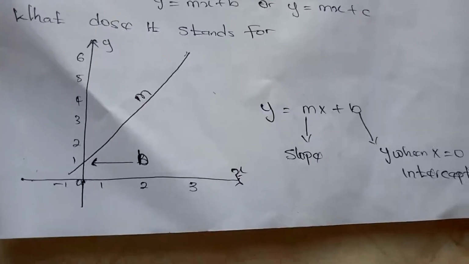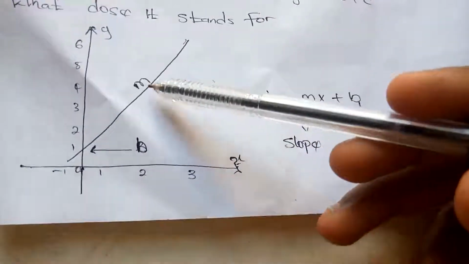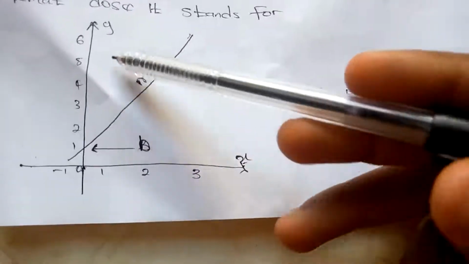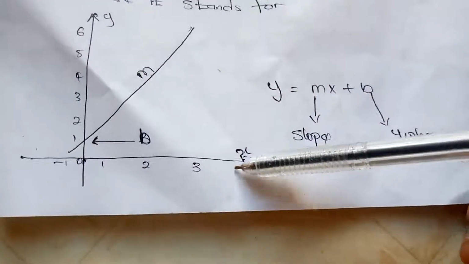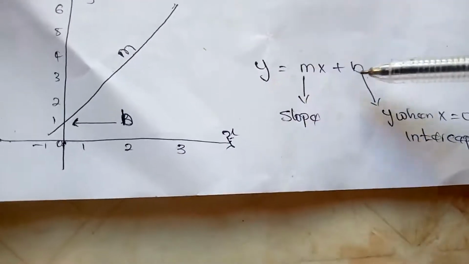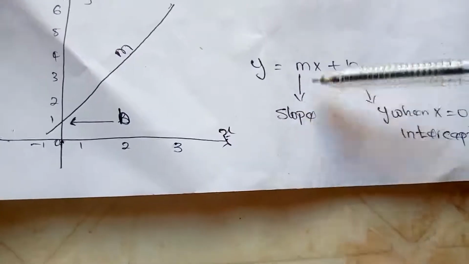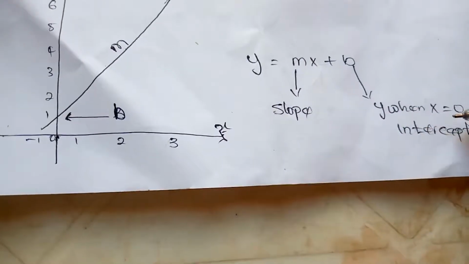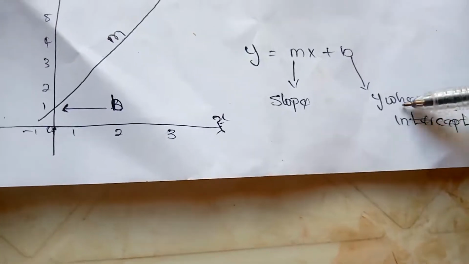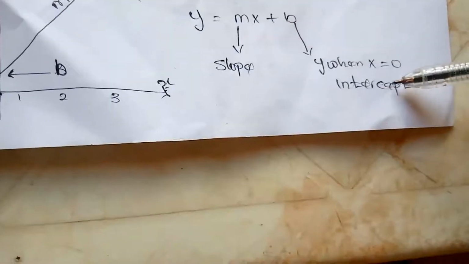Now, what does it even stand for? This is our graph. This is our m, this is our b, this is our x, this is our y. Y-axis, x-axis. So you see y equals mx plus what? B. Well, mx is what? Our slope. Our b is what? Our b is y when x equals 0, and it's called the intercept.